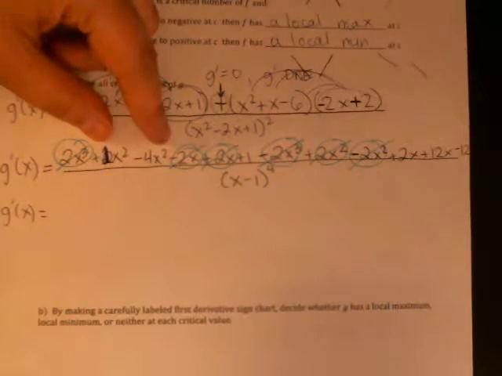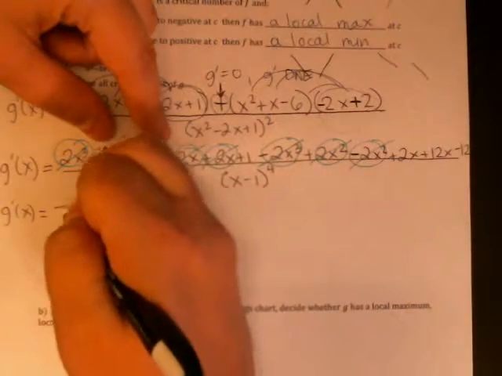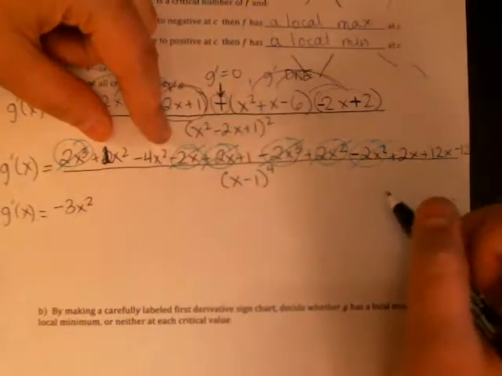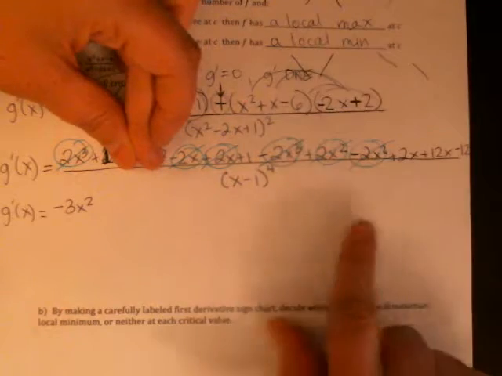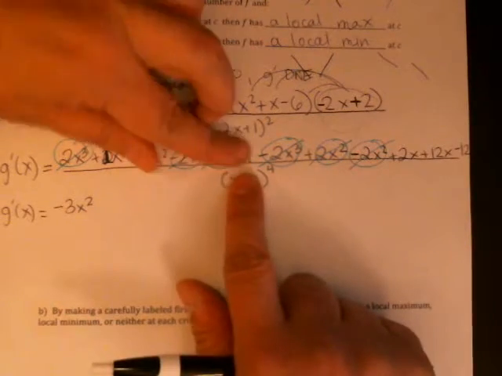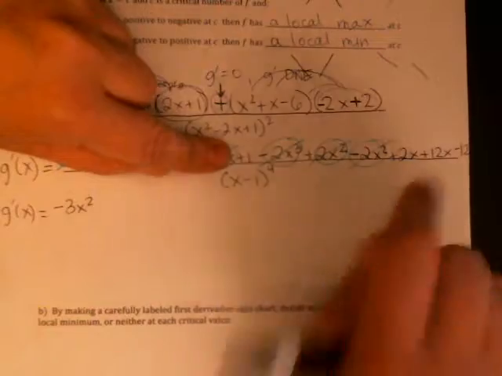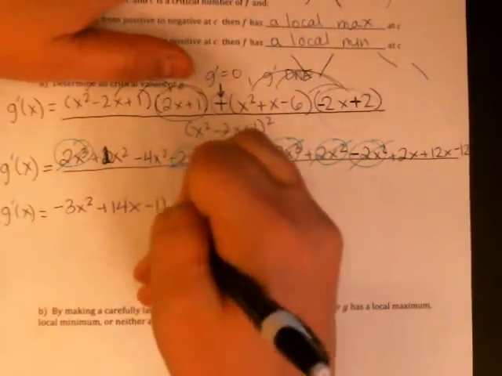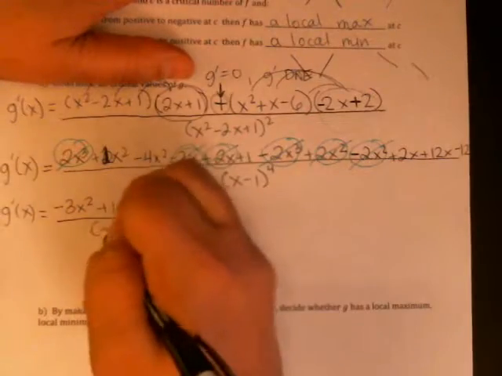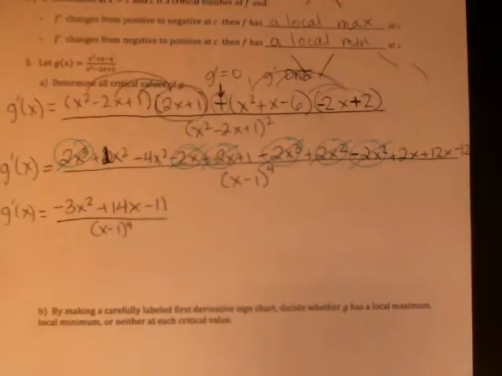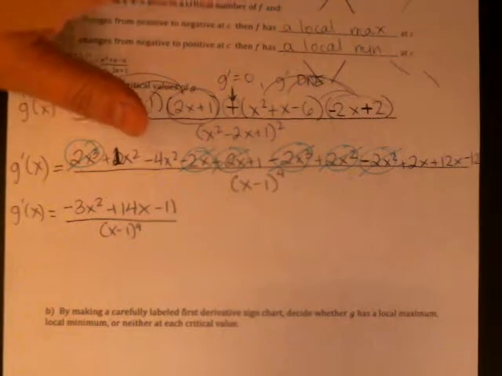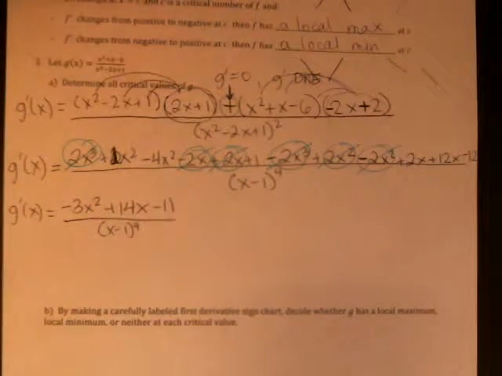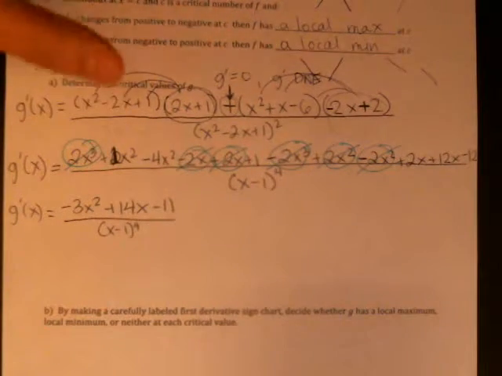G prime is equal to, okay, so I see a negative 3x squared. And then I see, dealt with that, 1, okay, 2x, 12x. So I see 14x, and I see negative 11, all over x minus 1 to the 4th. And then I'm going to try and factor. That looks terrible, but let's try. Otherwise, what we're going to end up doing when we set this equal to 0 is a quadratic formula.